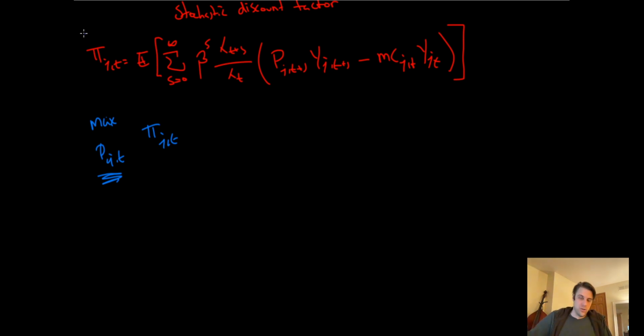So we need a way to introduce stickiness to the prices. And the way that we do that is via a Calvo rule.